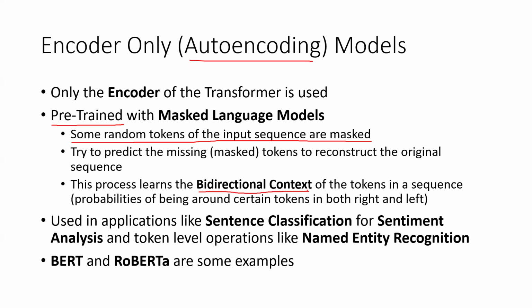So these kinds of encoder models can be used for sentence classification, that means whether a sentence is happy or unhappy, something like sentiment analysis, or you can use them for other classification tasks like named entity recognition, which is also an NLP task, right? You might have heard about some well-known open source models like BERT and RoBERTa. They are encoder-only or autoencoding models.